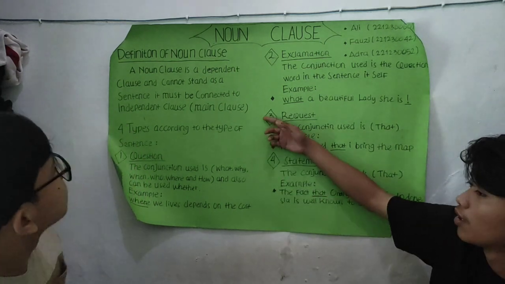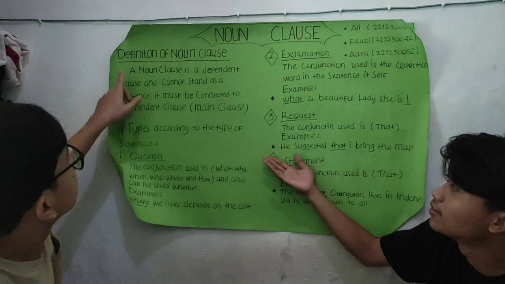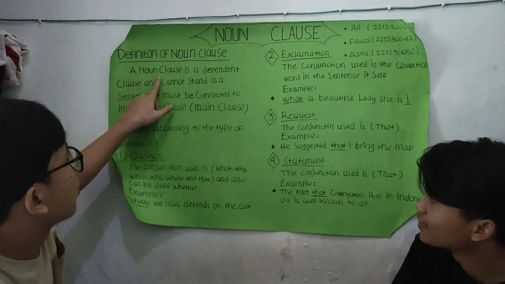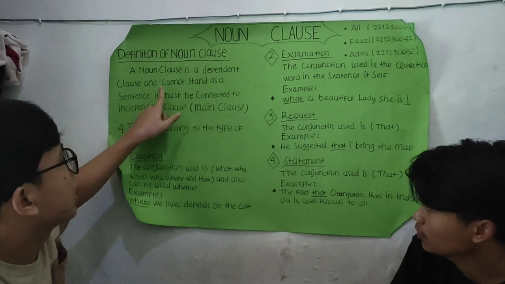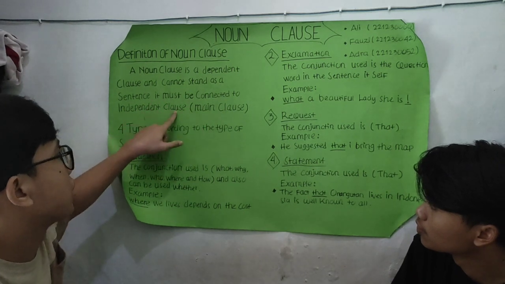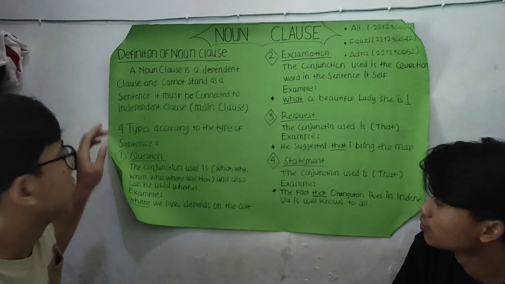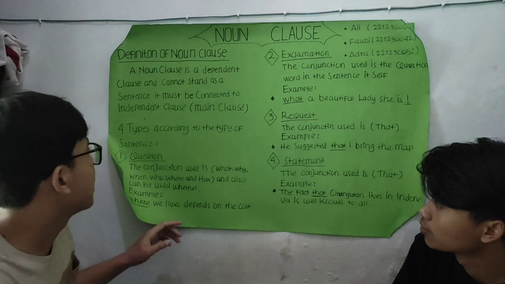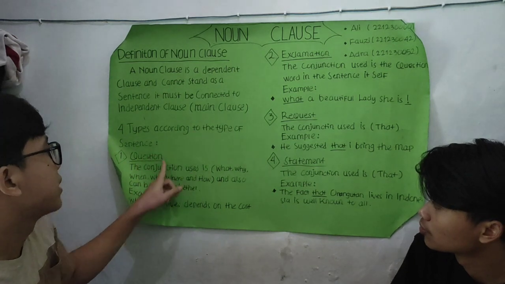Look at the clause. So, the definition of noun clause. A noun clause is a dependent clause and cannot stand as a sentence. It must be connected to an independent clause or main clause. There are four types of noun clause according to the type of sentence.